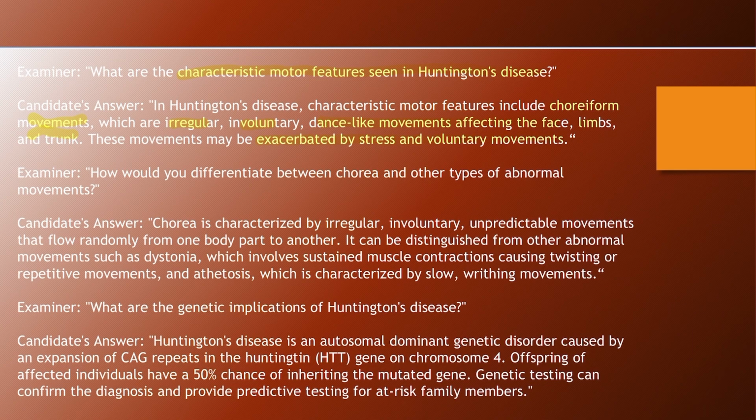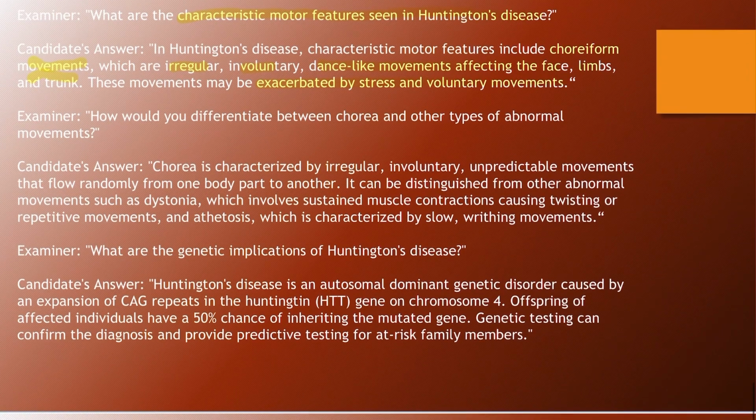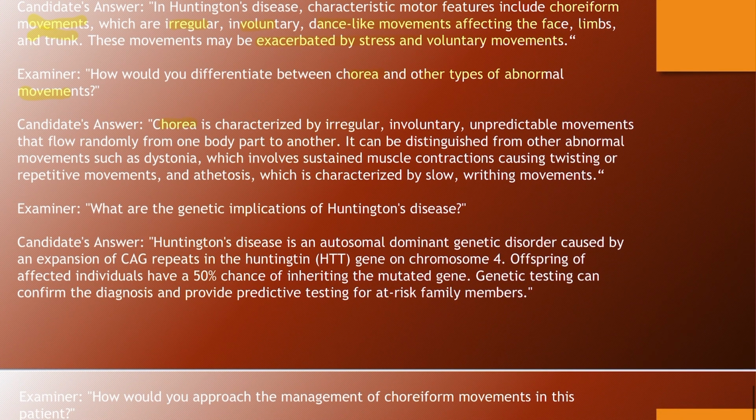Another question which is quite common is, how will you differentiate between chorea and other types of abnormal movements? Remember that chorea is irregular, involuntary, unpredictable movements that flow randomly from one part to another. It can be distinguished from other abnormal movements like dystonia. Dystonias are sustained muscle contractions causing twisting or repetitive movements. And athetosis involves slow, writhing movements.